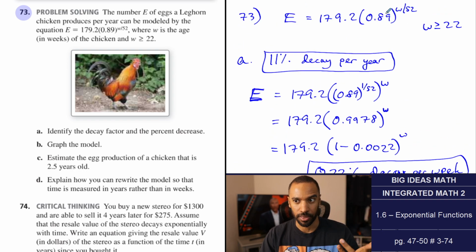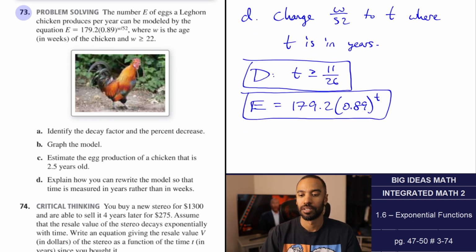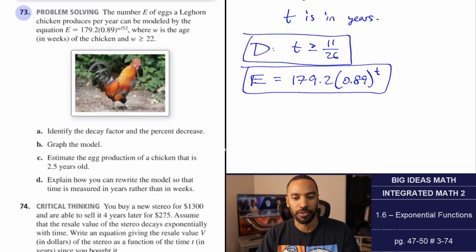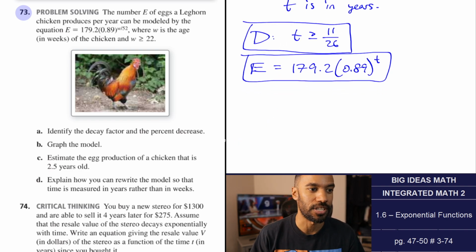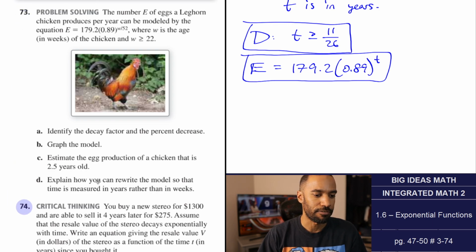We used weeks for this, but that's measured in years. Now we use t as a variable for years in this case, I guess, which I kind of did on part C, where I said there was redundancy. All right, the last problem is number 74.